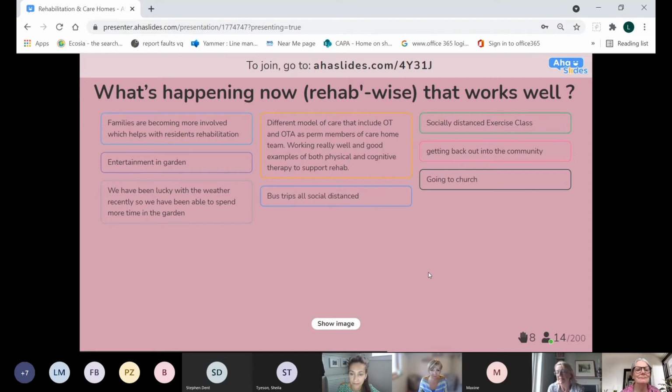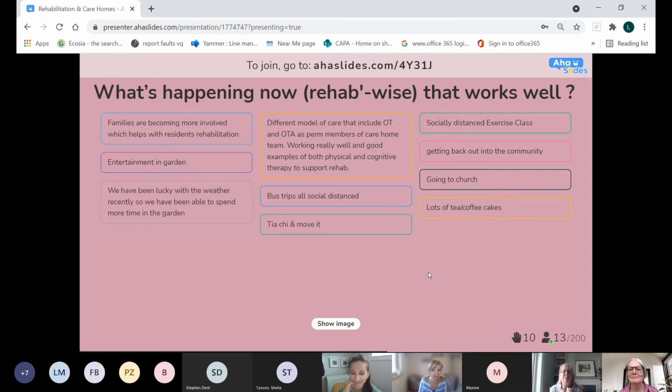Bus trips. Oh, people getting out and about on bus trips. That must be amazing. And socially distanced exercise classes. Keeping moving has really helped people. Getting back out into the community and going to church, connecting up with church communities. That must be so special. Being able to spend more time in the garden, entertainment in the garden, and different models of care that include OTs and OTAs as permanent members. Wow, that sounds amazing.